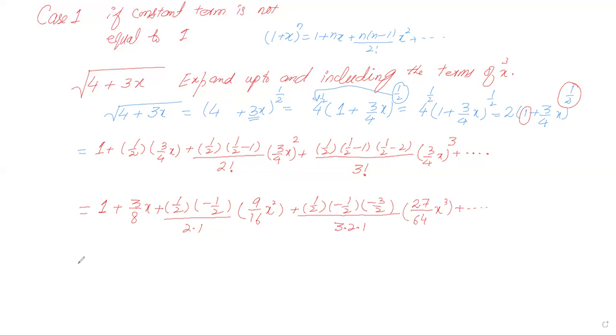What's the meaning of this one? 1 plus 3 by 8x. Plus, when you simplify, if I'm not wrong, you will get the minus sign, 9 by 128 x square. Please confirm it with the help of the calculator. And the next term will be, 3 is cancelled by this 1.